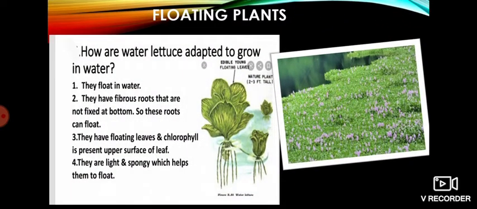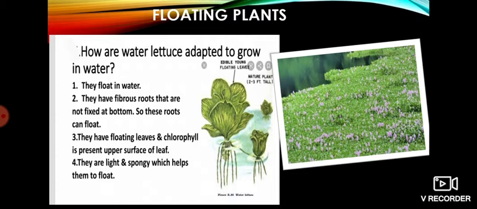Now, floating plants. Duckweed, water lettuce, and water hyacinth are some floating plants. Most of these plants have fibrous roots. They can float in water. Their root systems are not fixed at the bottom of the water body. Their roots just float below the surface.